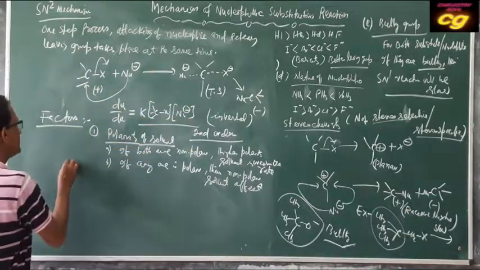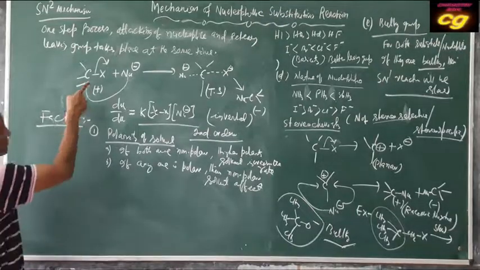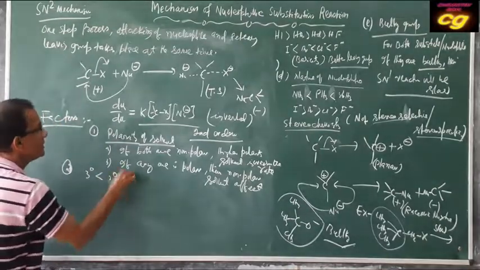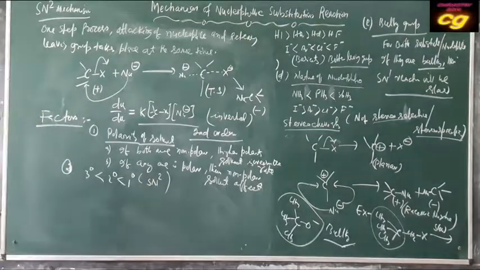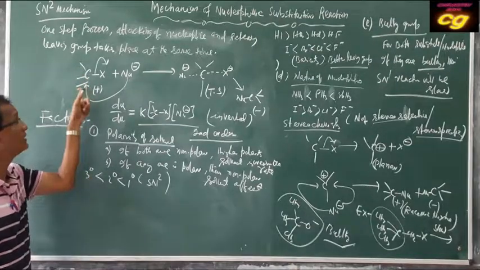Then the second factor is the nature of the substrate. For the SN2 mechanism, the order is tertiary less than secondary less than primary. For SN2, tertiary will be slow, because tertiary means bulky groups are there.